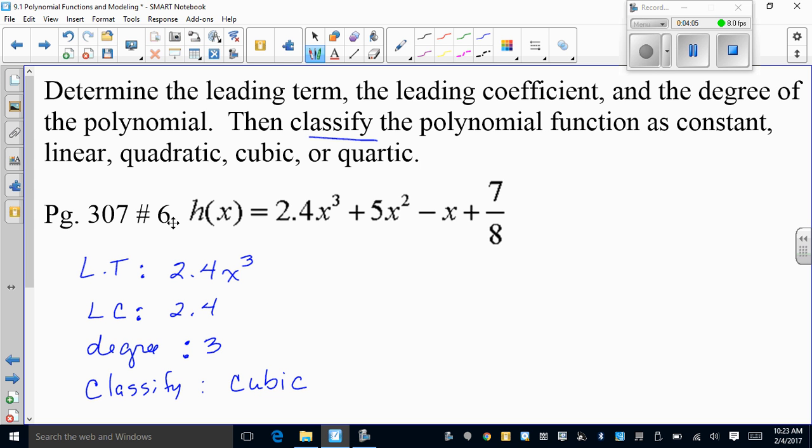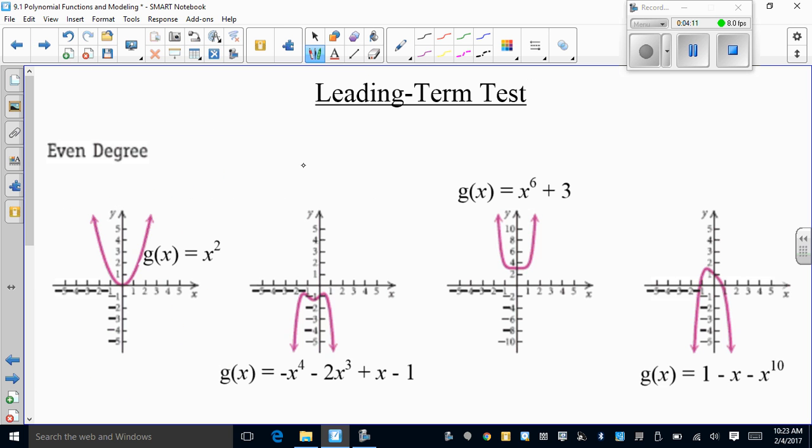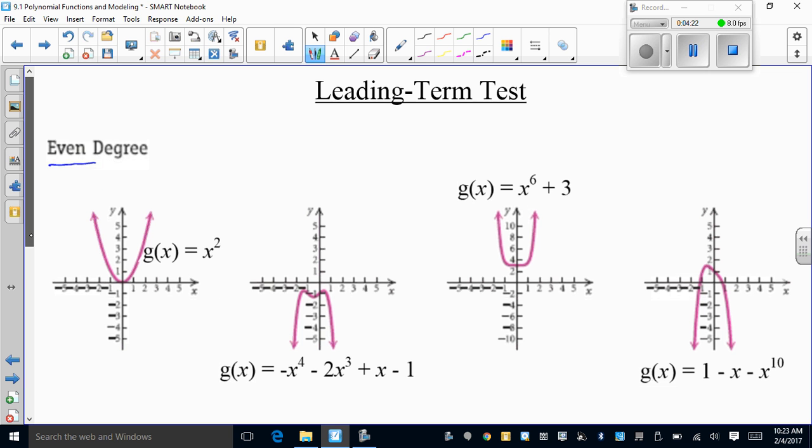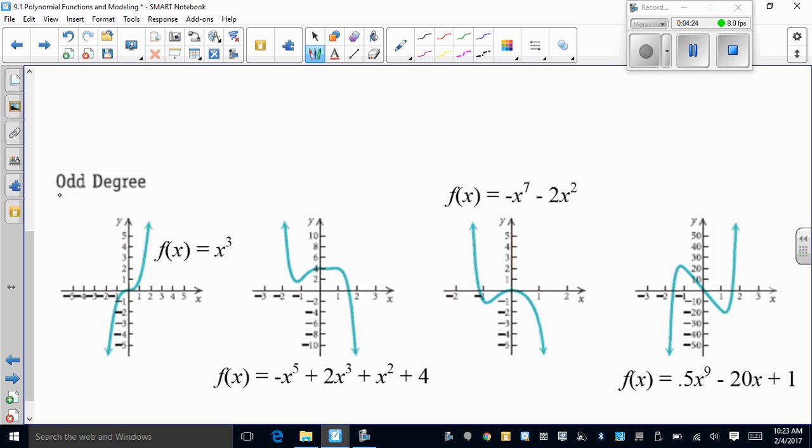Okay, the leading term test. We're going to go over this in class, but I'm just going to identify a couple of things. If we have an even degree, either both sides are going up or both sides are going down. If you have an odd degree, one side's going up, one side's going down. We're going to talk about this more so in class the day after I'm assigning it.